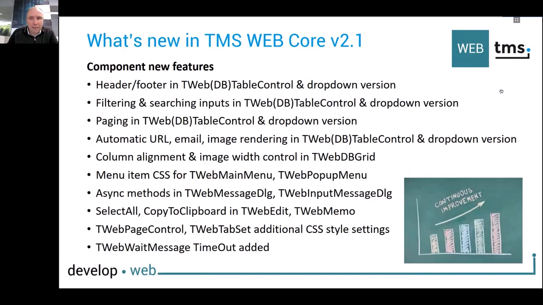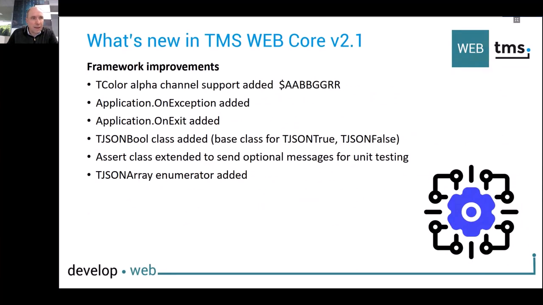Framework improvements. We did several improvements in the framework as well, and that includes support for alpha channel in the TColor, so you can now do drawing code with alpha transparency using this alpha channel. At application level, we have also added two additional events that allow you to capture globally at application level exceptions, and also have a point where you can catch when the user leaves your application, for example, by navigating to some other page or closing the browser. Then the on-exit event is triggered, and if there is anything to handle from there, you can easily do this.